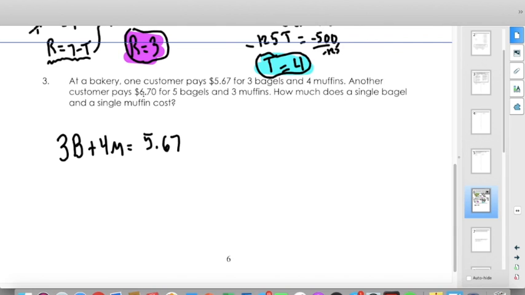Another customer pays $6.70 for 5 bagels and 3 muffins. Okay. 5B for bagels, 3M, and he's paying $6.70.